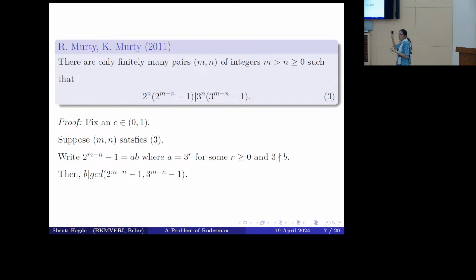So fix an epsilon in the interval (0, 1), and suppose m, n satisfies this relation. Then we can write 2^(m minus n) minus 1 as a times b, where a will be all the 3's in that number and b will be the number coprime to 3. Right? Then b has to divide the GCD of the two numbers, 2^(m minus n) minus 1 and 3^(m minus n) minus 1. Why? Because b is already a factor of the first one, and since b is coprime to 3, it has to divide the second, right?